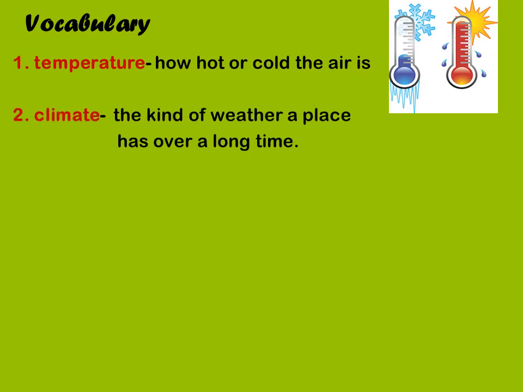Okay, number 2, we have climate. It is the kind of weather a place has over a long time. I want you to remember the phrase a long time, okay, so that you will not get confused between weather and climate. Because when you say weather, grade 4, it occurs on a daily basis. Okay, the weather that we experience today could be completely different than the weather we have tomorrow.